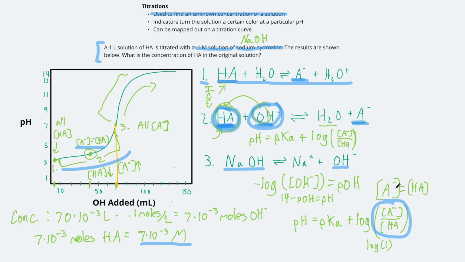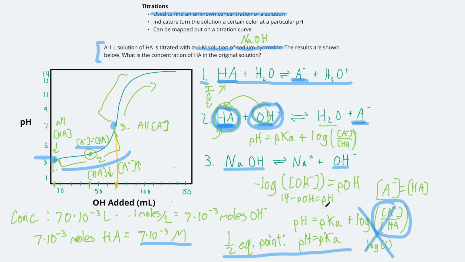And we're not going to look at how you solve logs right now, but log of 1 equals 0, so then that entire term can be crossed out. So then you end up with pH equals pKa. So halfway between your starting point and your equivalence point, that's called the half equivalence point. And at the half equivalence point, whatever the pH is, which we get from the y-axis, that will be equal to the pKa of that acid.